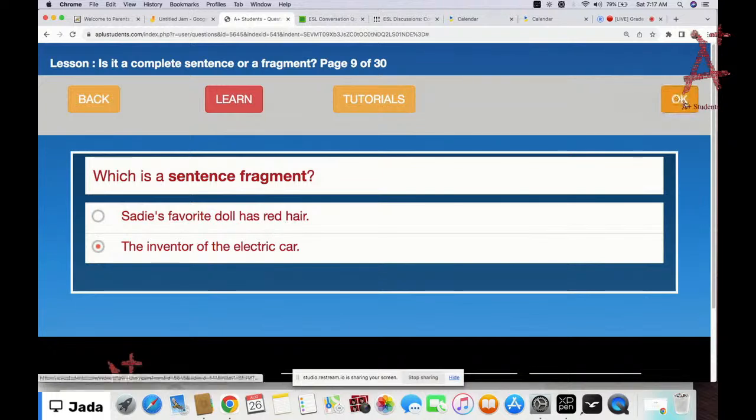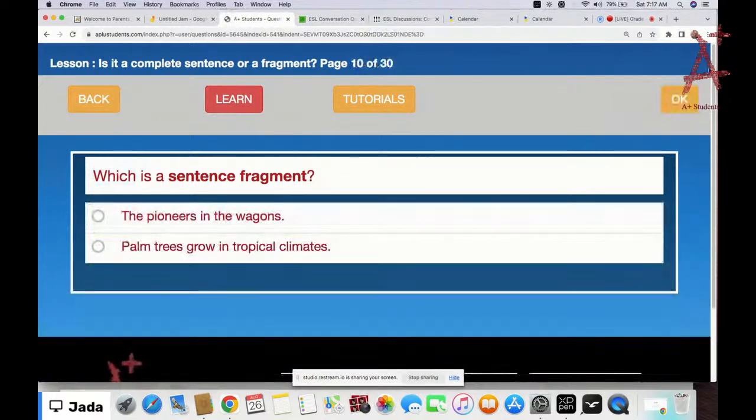All right, so we'll answer this last question together. Which is a sentence fragment? The pioneers in the wagon. Palm trees grow in tropical climates. Palm trees grow in tropical climates is a complete sentence. But the pioneers in the wagon is a sentence fragment because we do not know what happened to them. We have no idea. All right, so that's it now. We click on this one.